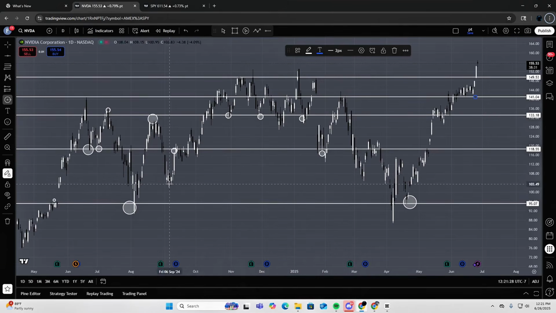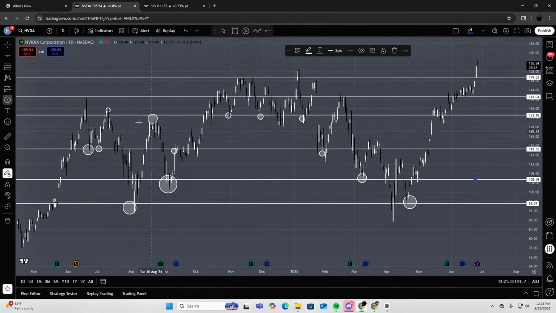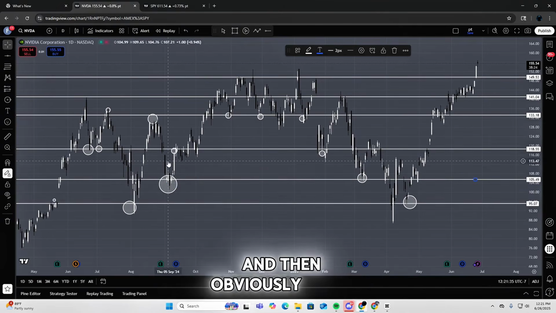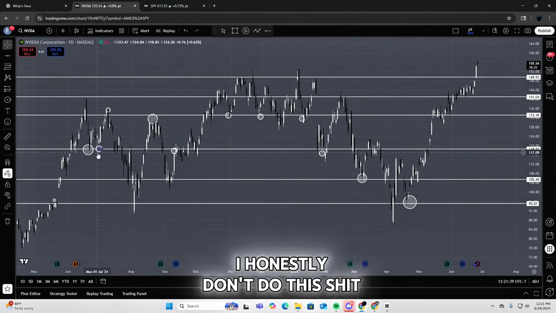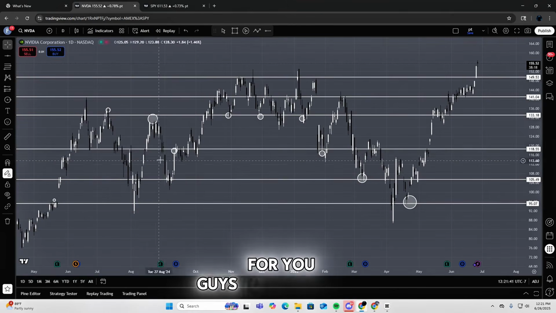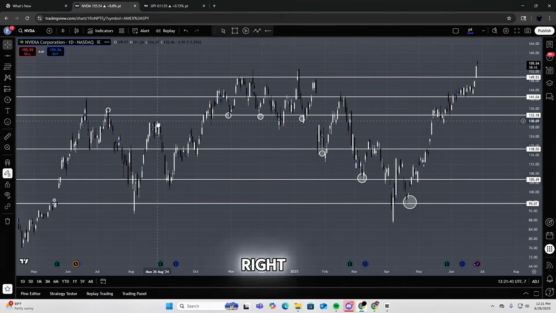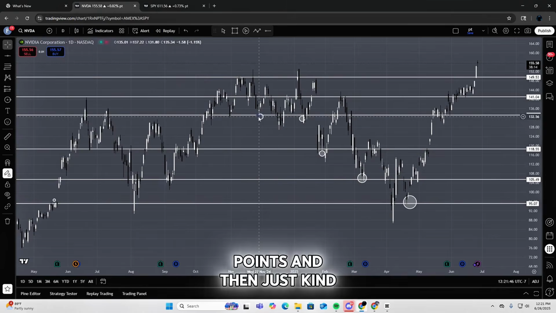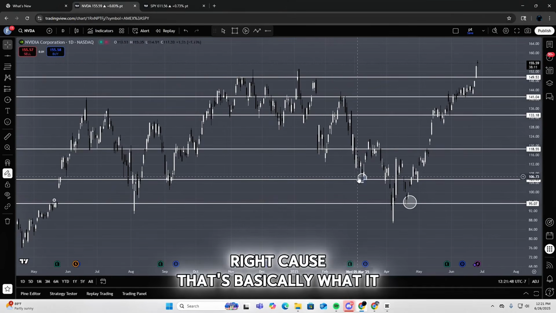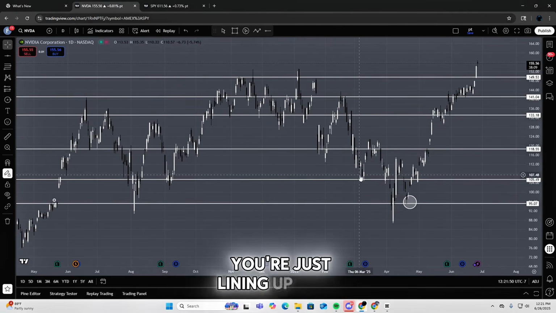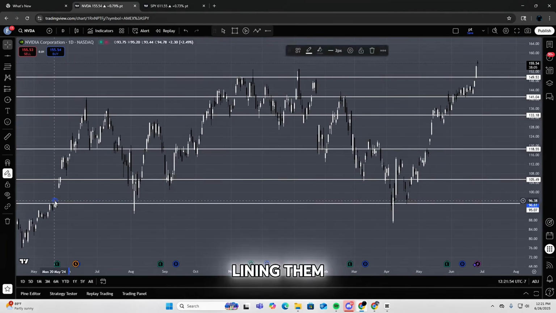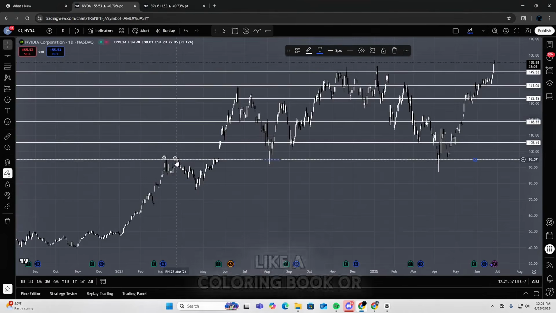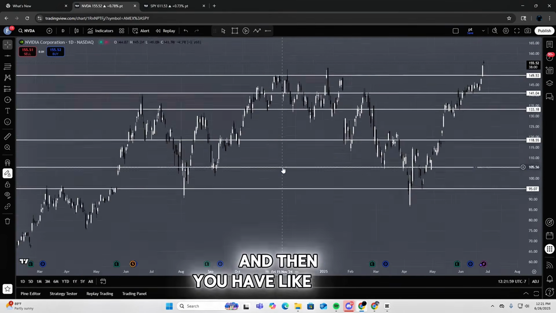Right here we also see another one. And then obviously I draw a lot of dots. I'll just get rid of these circles. I honestly don't do this. Again, this is just for you guys to understand what I'm looking at, looking at these points and lining them up, because that's basically what it is. You're just lining up these little dots, kind of like a coloring book, and then you have good levels.